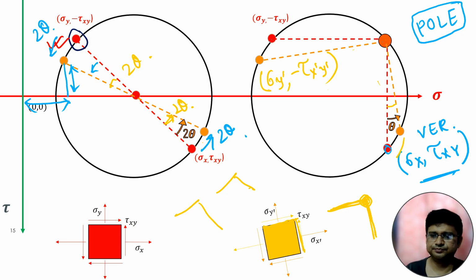So this is all. Hope you are able to understand how to use the Mohr circle for doing the transformation of stress.